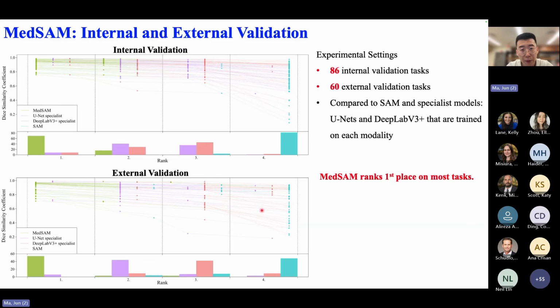We conducted comprehensive experiments to validate the performance of MedSAM and compare it to the original SAM together with some specialist models such as the widely used UNet models and DeepLab models. This figure shows the final internal and external validation results. One point denotes one task, and at the bottom of the figure we see the ranks of the four different methods. As you can see, MedSAM ranks first place on most of the tasks.